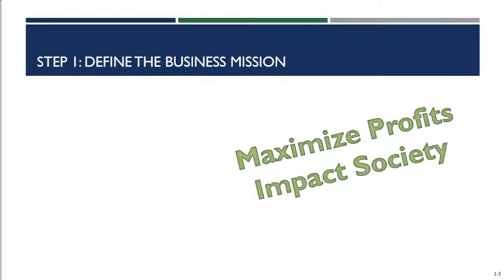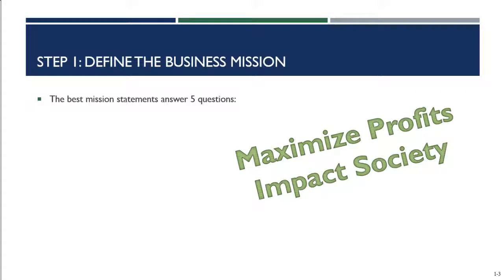So the first step in developing that strategic retail plan is to define the business mission. Now, the business mission is a very, very broad description of the retailer's objectives and the scope of the activities that they plan to undertake in their retail business. In general, there are 2 big goals of a retail establishment, and that would be to maximize profits and to impact society. And so with those 2 overarching goals in mind, the business mission is written.